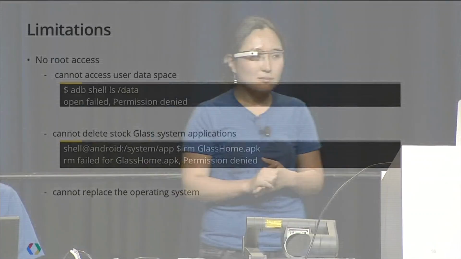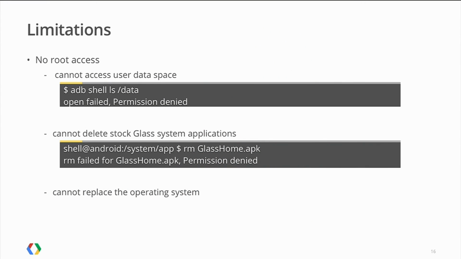So all that was fun, but there are still things that you cannot do by just enabling ADB. You cannot access the user data directory, which has all the cool key value pairs in the SQLite 3 database that you want to tinker with. I see some nods there.